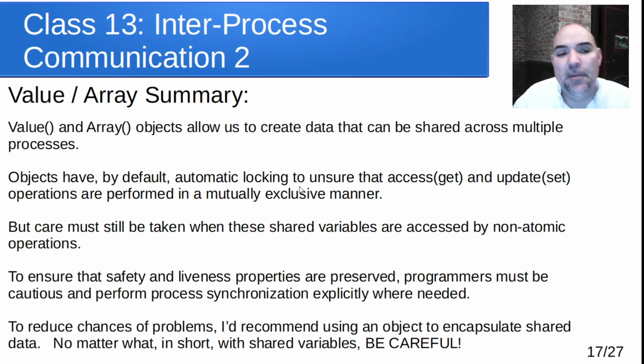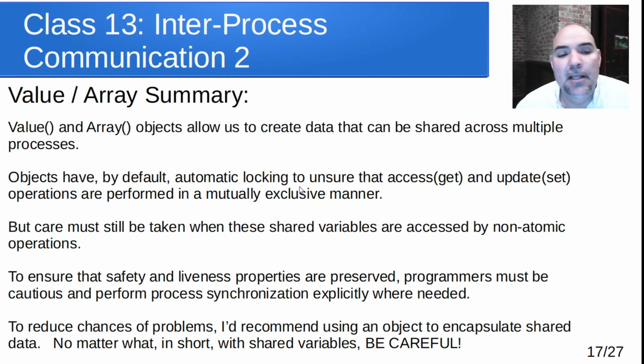Okay, so quick summary of value and array types. Value and array objects allow us to create this shared memory object that can be accessed across multiple processes. Even though they don't have global memory themselves, it's abstracted away, and the multiprocessing value class or array class handles all of the synchronization behind the scenes and communication between those processes.